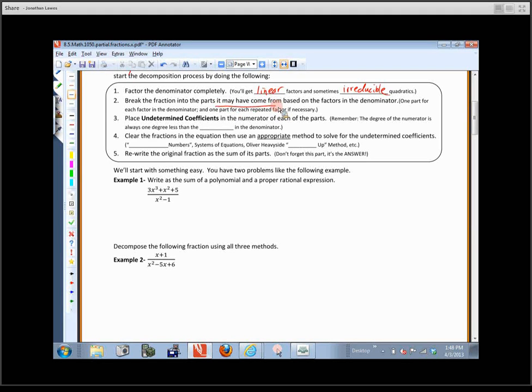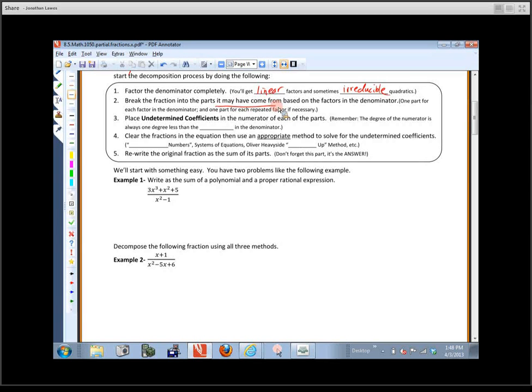Remember that example up at the top in the starter question. We had 2 answers that had the same common denominator, but they came from completely different fraction problems. One had 3 parts to it, and the other one only had 2. So we want to break it down into the parts that it may have come from based on the factors in the denominator. We're going to write down 1 part for each factor in the denominator and 1 part for each of its repeated factors if necessary. Now this part right here, let me star that. That's the part that's important. People typically forget that, and I'll show you where that comes in.